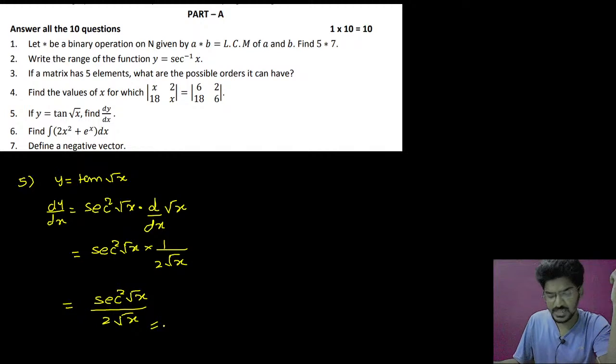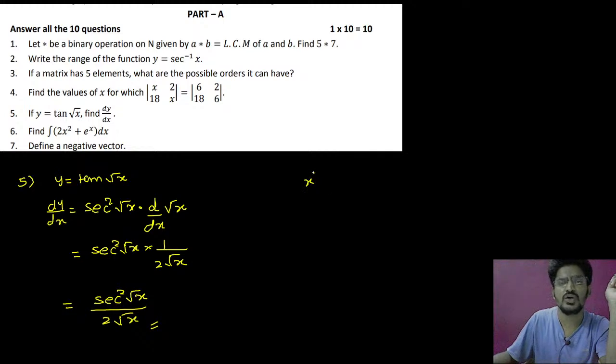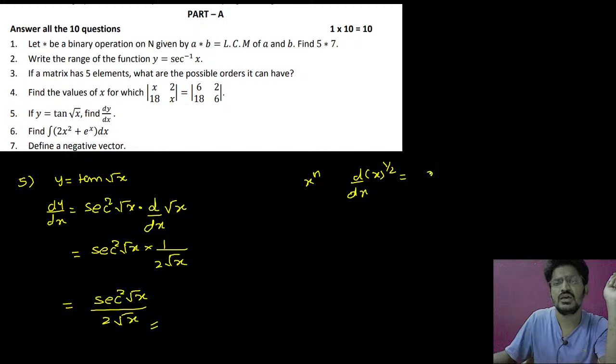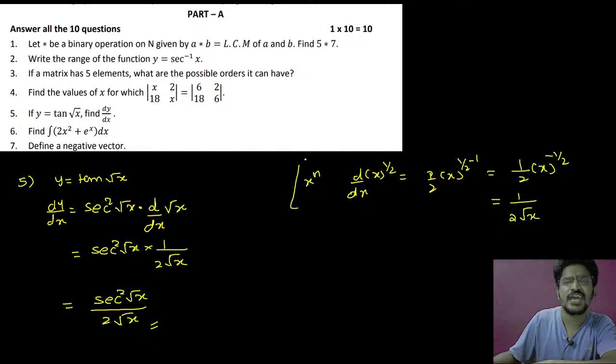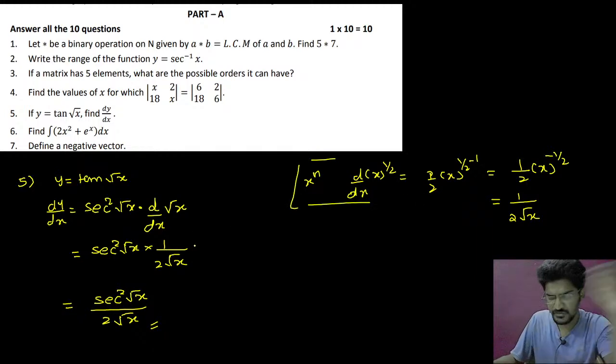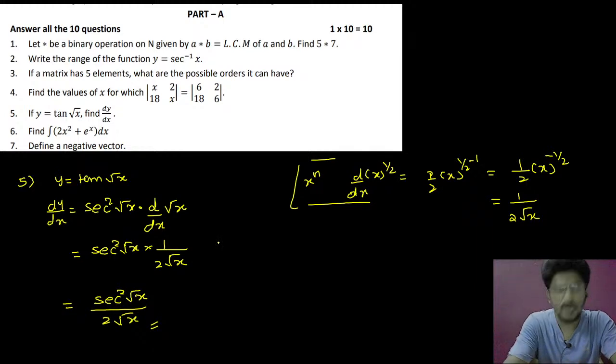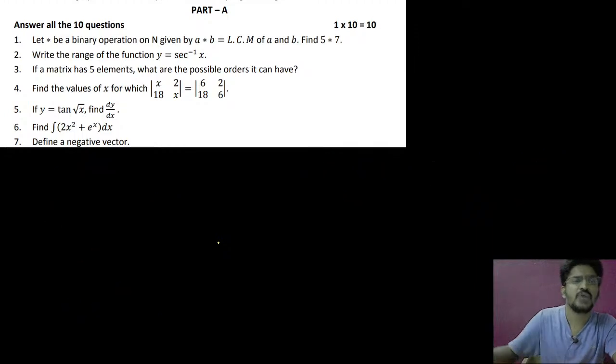Please remember the differentiation of root x is going to be 1 by 2 root x. If you have any doubt, you just go through the x to the power of n formula, that is d by dx of x to the power of 1 by 2. So you can see 1 by 2 into x to the power of 1 by 2 minus 1, that is nothing but 1 by 2 x to the power of minus 1 by 2. So that is nothing but 1 by 2 root x. Clear? So don't waste time by writing all this. You just directly write the differentiation of root x is 1 by 2 root x. Okay. Now we can go for the next problem, that is the 6th one.